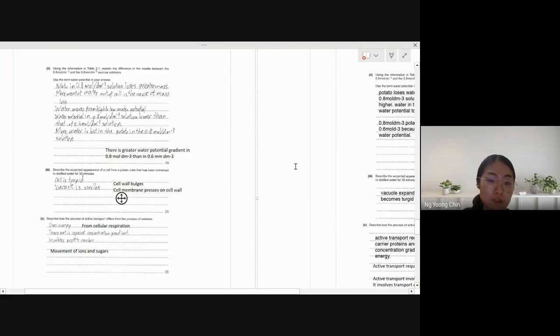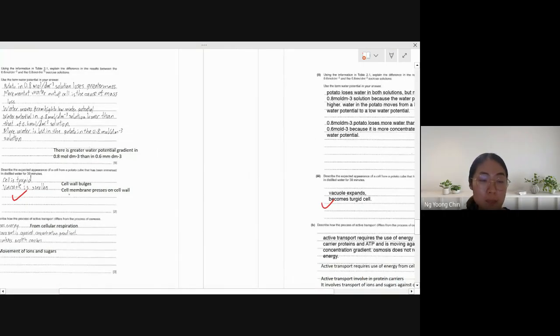And then both also fine, okay. Turgid cell and vacuole is swollen. So you can add on like the cell wall. I mean the cell wall will be bulging up. And then the cell membrane presses on the cell wall. So they will create the turgidity. They will create the turgor pressure.